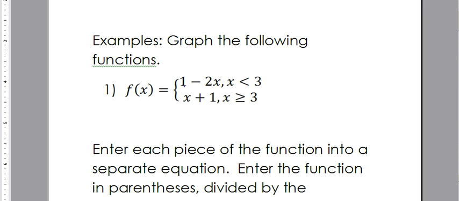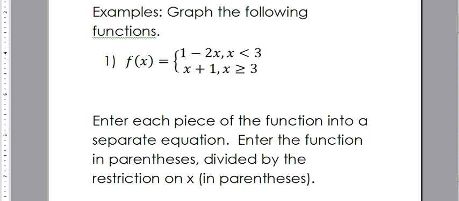F of x is equal to 1 minus 2x for x less than 3, and x plus 1 for x greater than or equal to 3. So the way this will work is you're going to enter each piece of the function into a separate equation. So that is this 1 minus 2x we're going to enter into y1, and x plus 1 we're going to enter into y2.